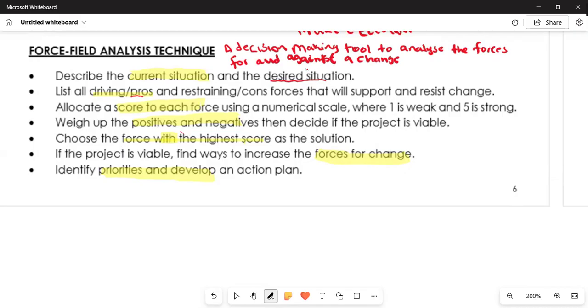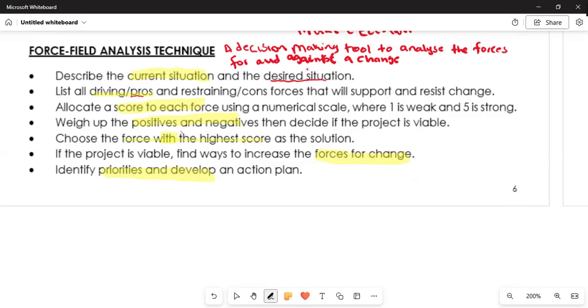So the driving forces, which are the advantages, with this change that we are going to come up with: it is going to increase production speed. It is going to lower long-term cost. It is going to improve quality. Those will be the pros of the driving, which is the positive.